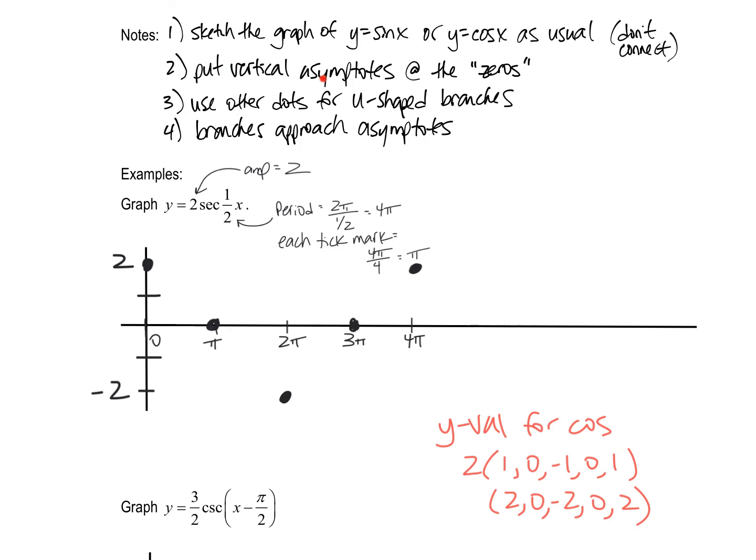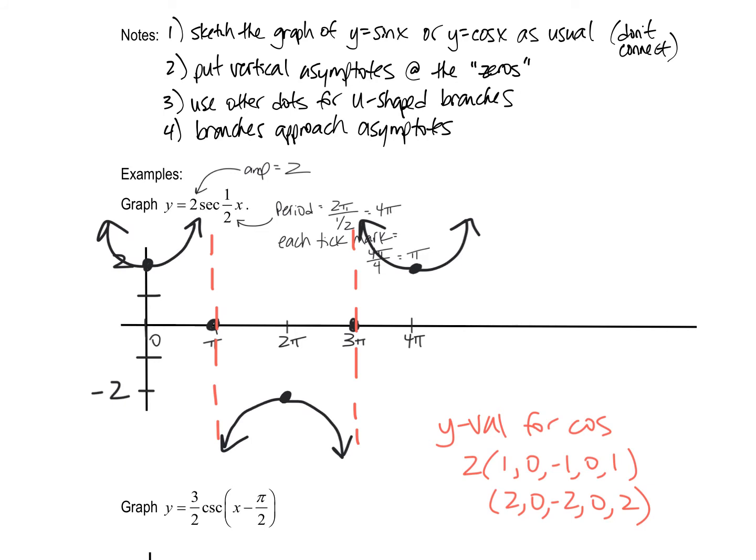Step 2 says put vertical asymptotes at the zeros. So see how this dot is on 0 and this dot is on 0? I am going to actually put an asymptote there. And the reason for that is because when I flip 0, I get something that is undefined. So here's where the asymptotes come into play. And number 3 up here says use the other dots for U-shaped branches. And so if you flip back a page to look at what secant and cosecant graphs look like, they look like little parabolas here. This one goes down, this one goes up, and this one goes up. And it just continues in that pattern.